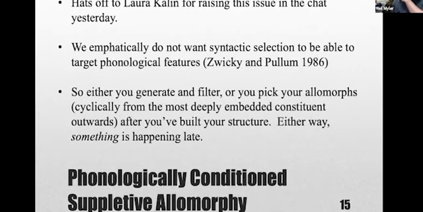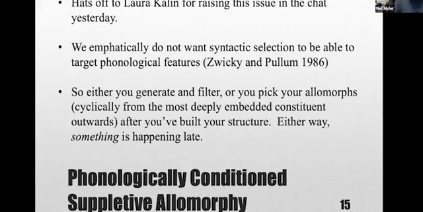So first of all, hats off to Laura for raising this issue in the chat yesterday and today, actually. This has been rendered out of date by today's events. So there are such things as phonologically conditioned allomorphy, and we emphatically don't want syntactic selection to be able to target phonological features. So either you generate and filter, which is roughly what Eric Grote was saying just now, I think, or you pick your allomorph cyclically from the most deeply embedded constituent outwards after you've built your structure. Either way, something is happening late.